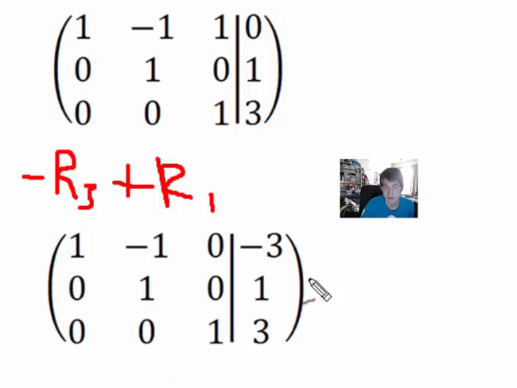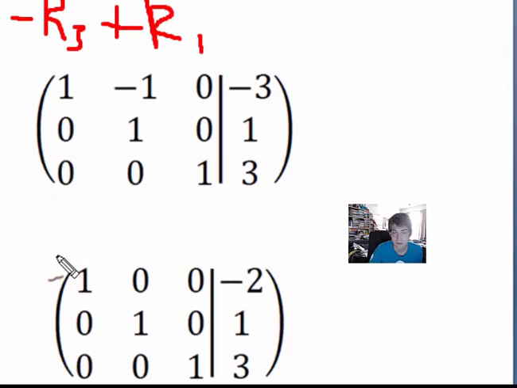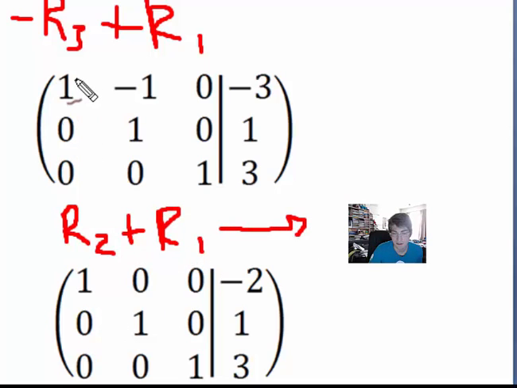Now, looking at this matrix, how do we get a 0 in this term? If I take row 2 and add that to row 1, we get 0 plus 1, giving us 1. 1 plus negative 1, giving us 0. 0 plus 0, leaving us with 0. 1 plus negative 3, giving us negative 2. Now, the first non-zero term in each row is 1, which is what we wanted. Everything else in the same columns is zero. And on the side over here, we have our answers.